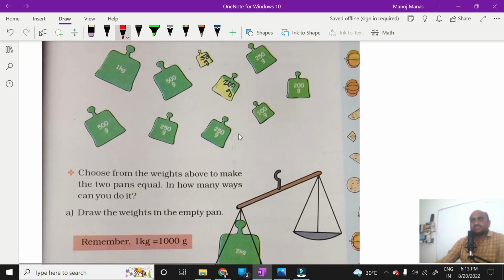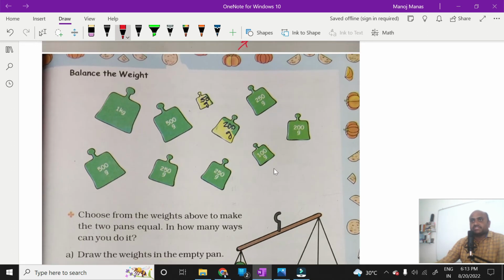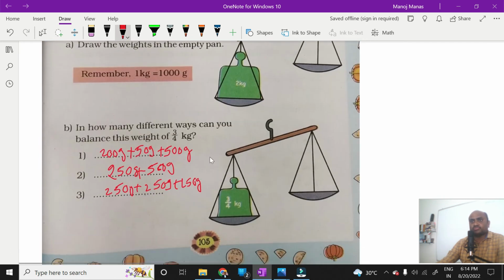Or otherwise, you can also calculate in such a way that 100 grams, 200, 300 plus 50, 350 plus 200, 550, plus again 200, 750. Like that you have to add more weights. Okay. In how many different ways can you balance this weight of 3 by 4 kg? Means we have seen 4 different ways as of now.